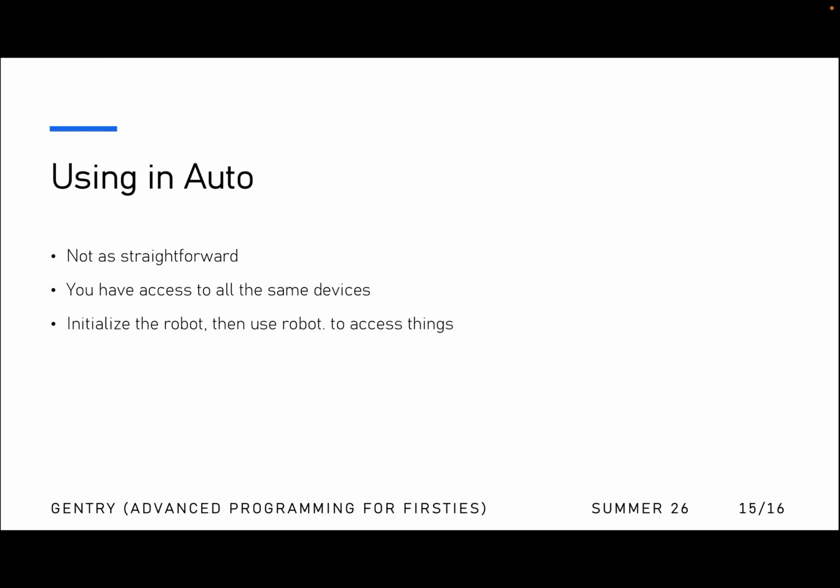So to use an auto, it's not nearly as straightforward, but you will have access to all the same devices. You can initialize the robot and then use robot dot to access things. So like we could do robot dot drive subsystem, dot drive forward. Let's just say that method exists. But you could do something like that.